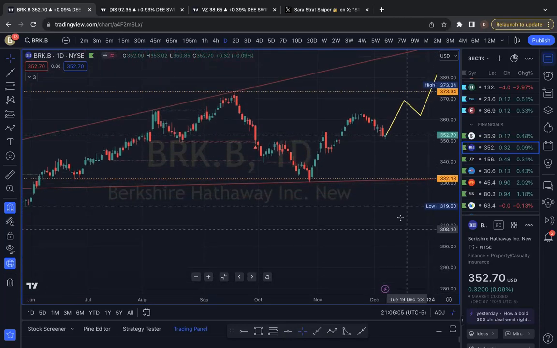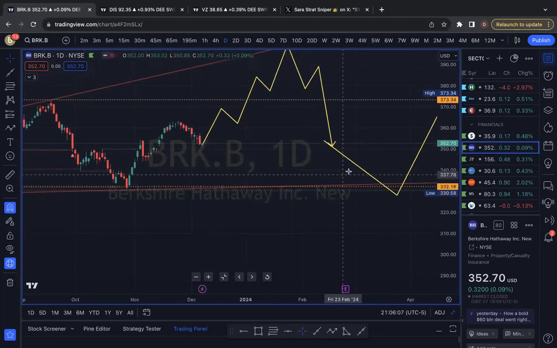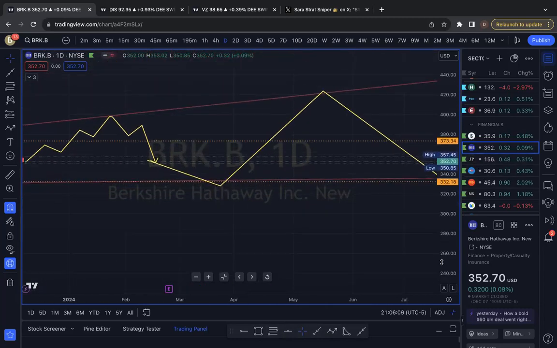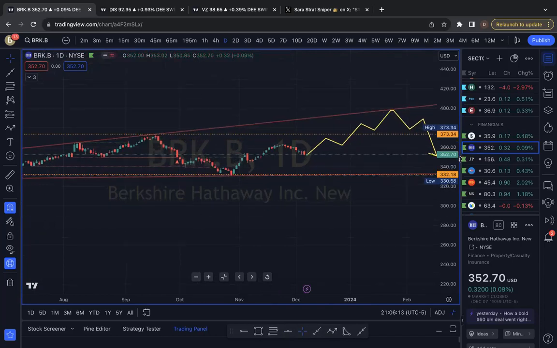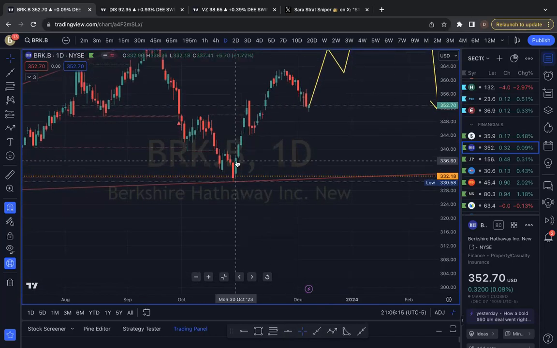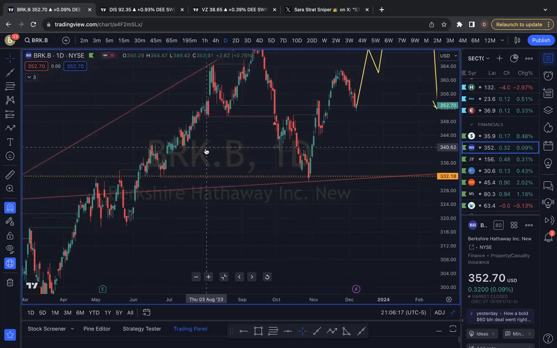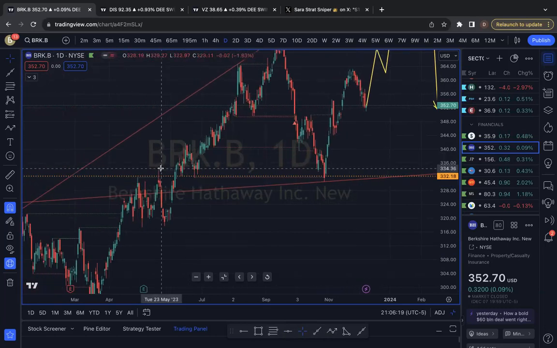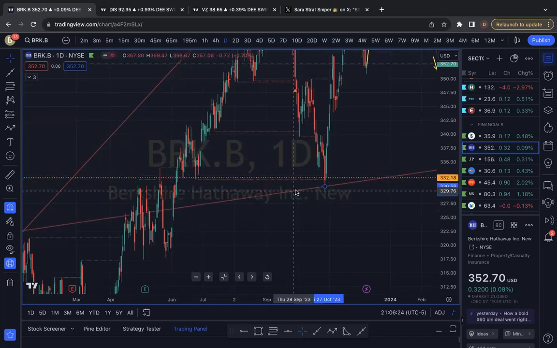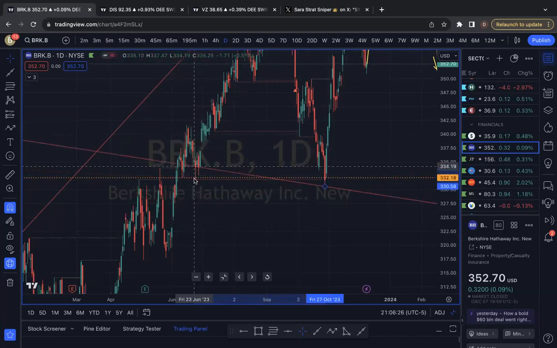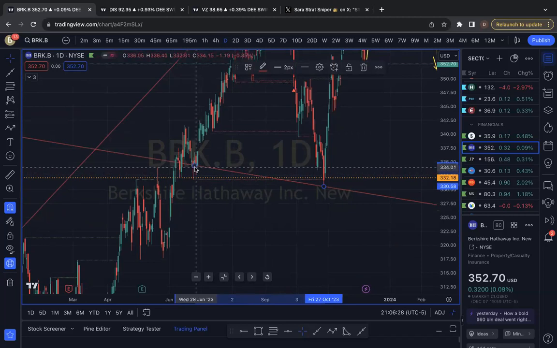Well, now it's sloping up, and that's not what we want, because what that means is at some point that's going to intersect. And that's not what we want. If something is going to intersect, that means it's going to start contracting. We're not looking for contraction, we're looking for expansion. So we want to go from a low to a previous higher low.